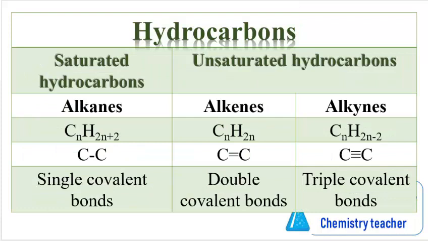Hydrocarbons are divided into two main parts: saturated hydrocarbons, such as alkanes. Their general formula is CnH2n+2. They only contain single covalent bonds. Unsaturated hydrocarbons: the first one, alkenes. Their general formula is CnH2n. They contain a double covalent bond. Number 2, alkynes. Their general formula is CnH2n-2, with a triple covalent bond.